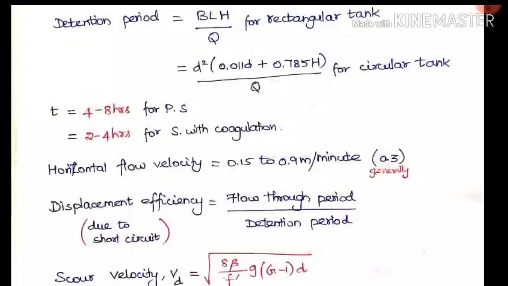The next is horizontal flow velocity. So it should be maintained in the range of 0.15 to 0.9 meter per minute. Generally they will be taking 0.3 as the value.